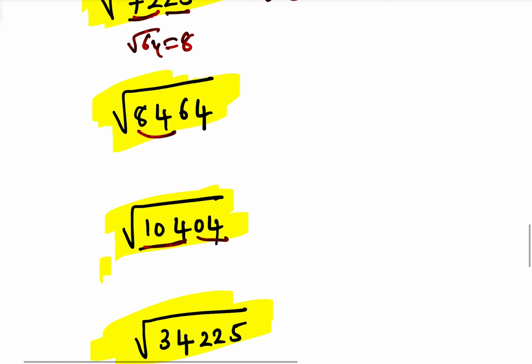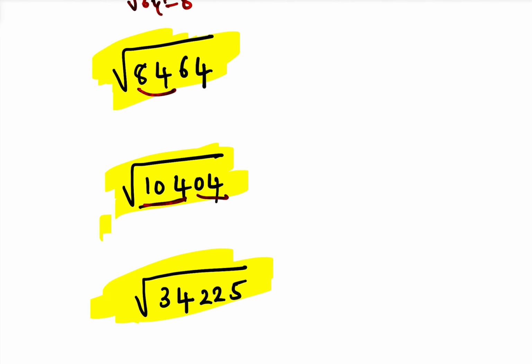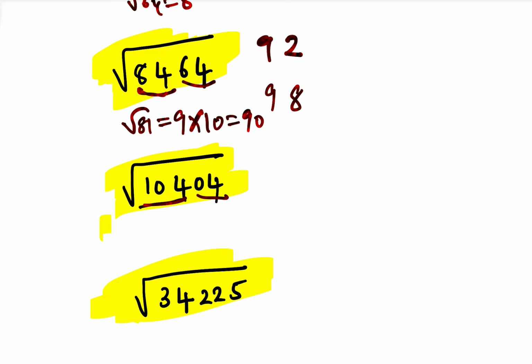Now let me take another example. 8464. Last digit is 4. When can last digit be 4? Either for 2 or 8. Now 84. Find a perfect square close to 84, less than 84. It is 81. Root 81, 9. So answer can be 92 or 98. Now you have to confirm that. What is number after 9? 10. 9 into 10 is 90. So if it is 90, just check 84 is less than 90 or more than 90. Less than 90. So go with the lesser number. That is, answer is 92.